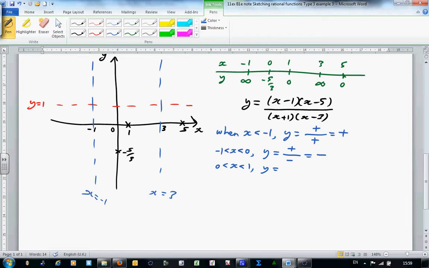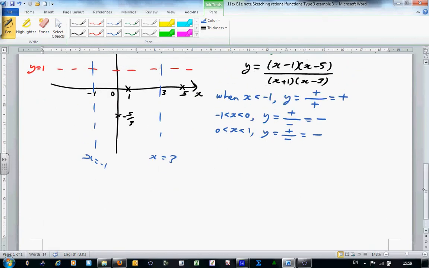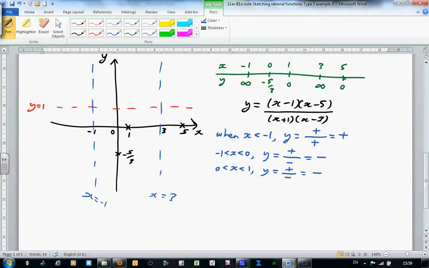Let's go between 1 and 3. Let's say 2. Taking out the numerator, we're going to have 2 take away 1 is positive, 2 take away 5 is negative, so negative on the top. And we're looking when x is 2, so that's positive first part, negative second. Negative and negative is positive.